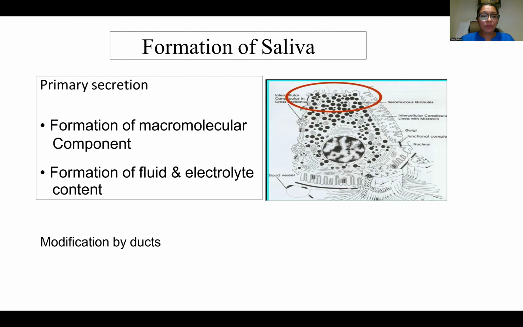So this is about the development of salivary glands. Next important thing is the formation of saliva. The main function of the salivary glands is formation of saliva. The primary secretion was produced with the help of the acinar cells, that is the mucous acini, serous acini, or the others, followed by modification. The modification was done basically by the intercalated duct and the striated duct. In the primary secretion there was a formation of the macromolecular component, followed by a formation of fluid and electrolyte content, and then it led to the modification.